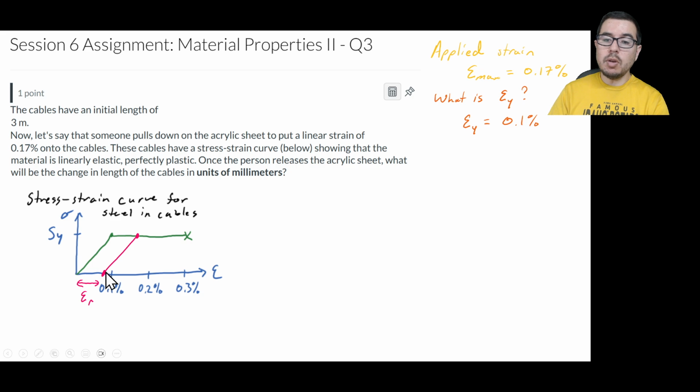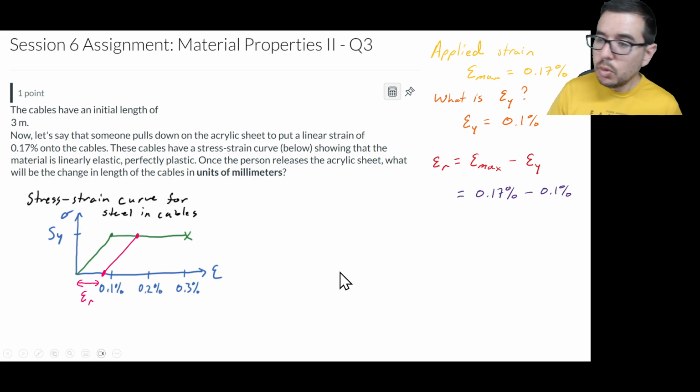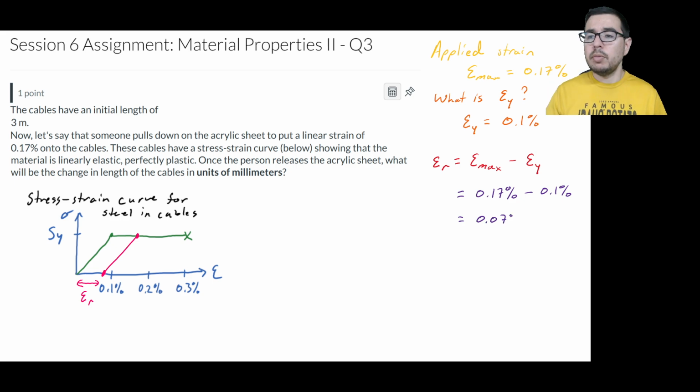So you see, I've drawn it sloping this way, and I essentially know that my residual strain, which is described by this distance here, is going to be the epsilon max, so that's the 0.17%, minus the yield strain of 0.1%. Hopefully you can see that. So now we get that the residual strain is 0.07%. That's not what the question is asking.